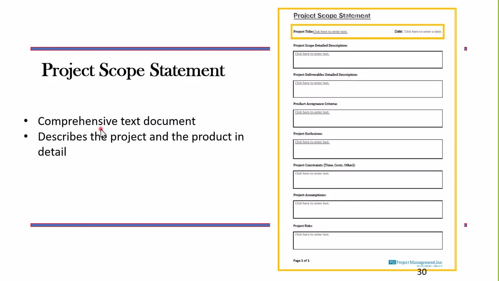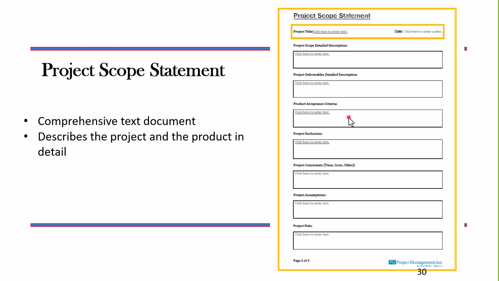Now, looking at this scope statement, for example, we have here the detailed description. We have here the project deliverable detailed description. We have here the product acceptance criteria. I want to say this very clearly: acceptance criteria, we want to start off at the charter level.